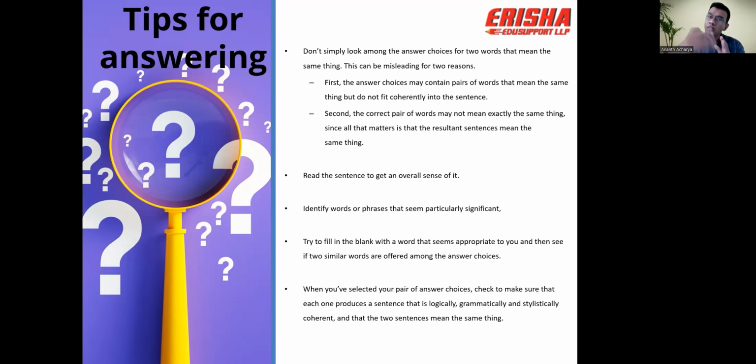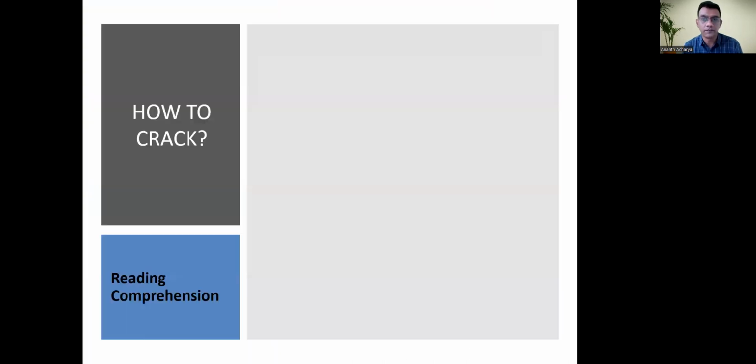Don't start placing all the answer options in the blank to see which makes sense, because then you are not going with the information or the perfect way of answering the question. You're rather doing trial and error, which is the most dangerous way to do this. And finally, once you have selected your answer options, just like we did in text completion, replace it and see whether it makes a logically, grammatically, and stylistically coherent passage altogether.